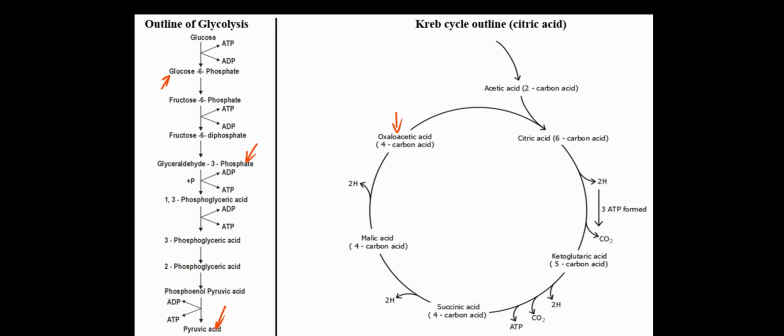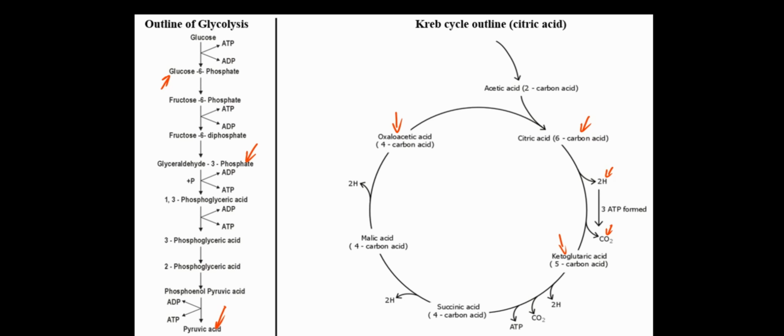The combination of the oxaloacetic acid, which is a 4-carbon acid, with the acetic acid, which is a 2-carbon acid, is going to produce a 6-carbon acid, and this 6-carbon acid is known as citric acid. One molecule of carbon in the form of carbon dioxide, and one atom of hydrogen are removed by a process known as oxidative decarboxylation. This will lead to the formation of a 5-carbon acid known as ketoglutaric acid.